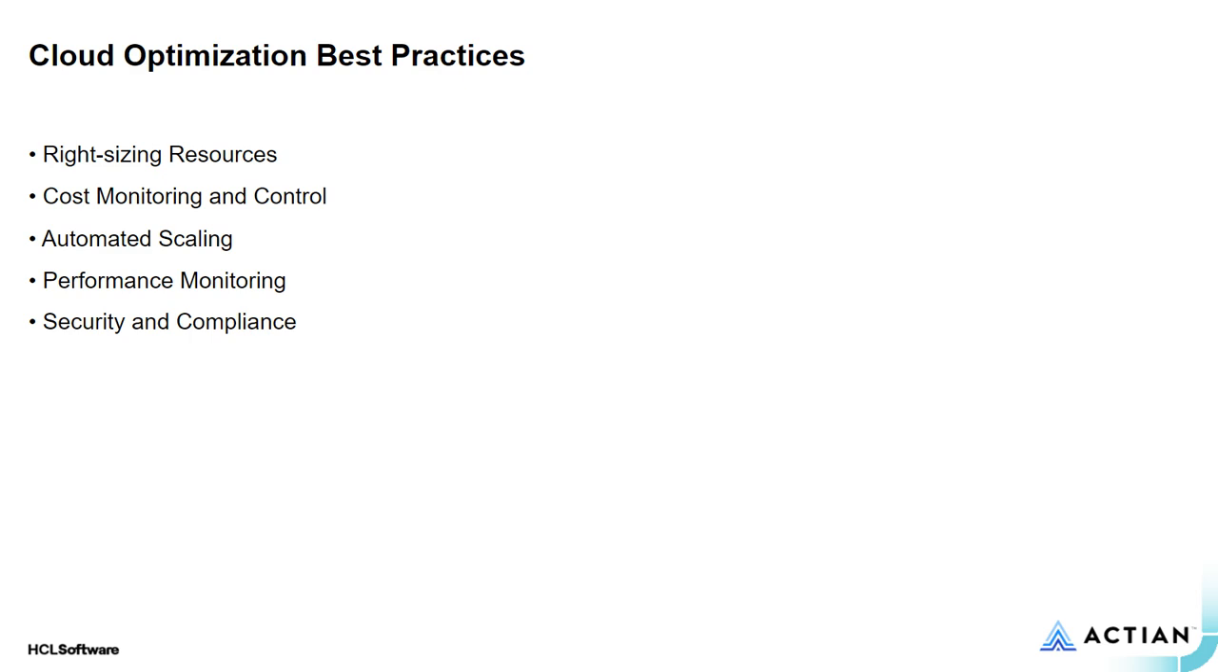Cloud optimization best practices. To optimize your cloud potential, it's crucial to implement best practices. These include right-sizing resources, ensuring you allocate the appropriate amount of resources to meet your needs; cost monitoring and control, which is keeping track of expenses to avoid budget overruns; automated scaling, which is allowing your infrastructure to adapt to workload changes; performance monitoring, to identify and address any performance bottlenecks; and ensuring security and compliance.